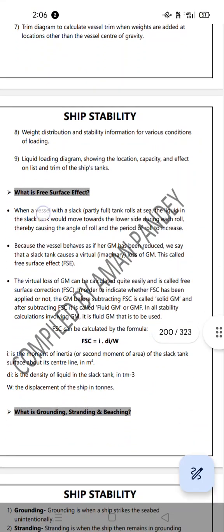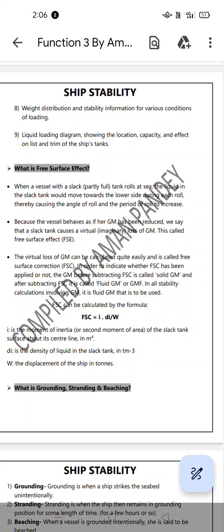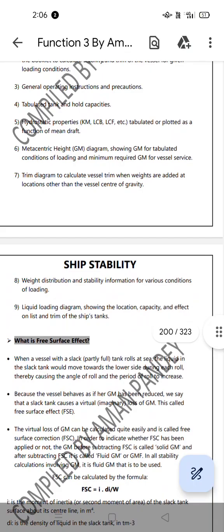Now, weight distribution stability information for various conditions of loading, liquid cross curves. Initial metacentric GM diagram, then trim diagram for tabulated conditions of loading and minimum required GM. Now, trim diagram to calculate vessel trim when weights are added at a location other than the center.